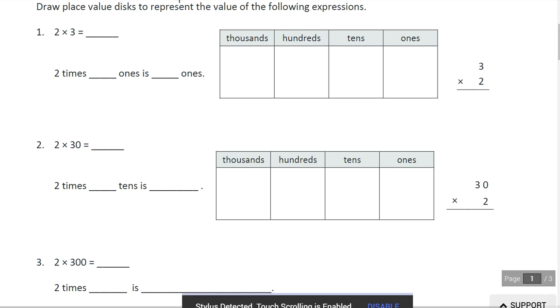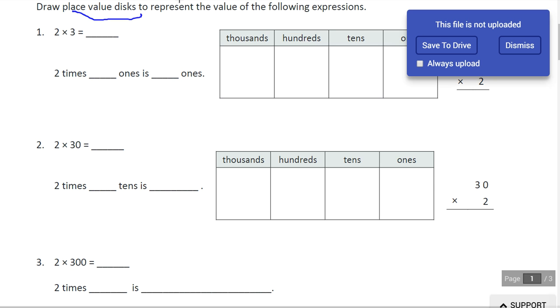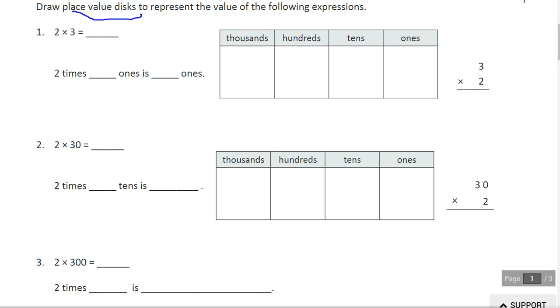Alrighty, the first one says to draw place value discs to represent the value of the following expressions. Let's see. 2 times 3, so 2 times blank ones is blank ones. Well, what is 2 times 3? Oh, we know it's 6. All right, 2 times 3 is 6.